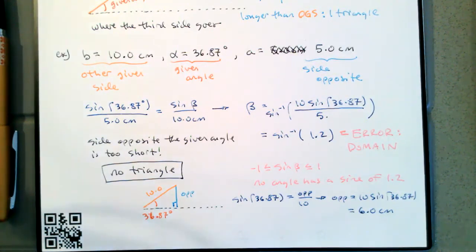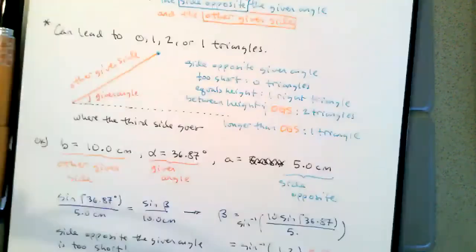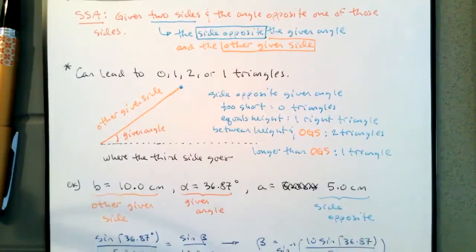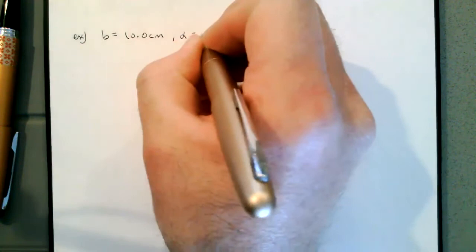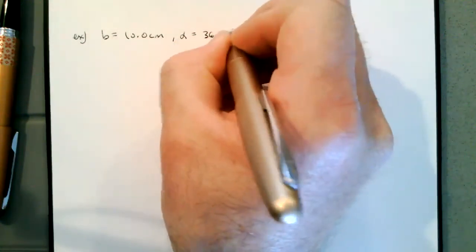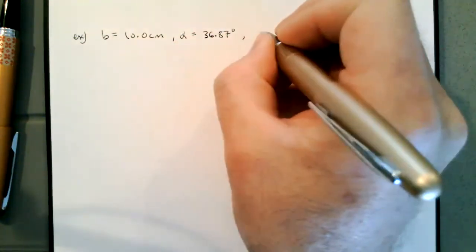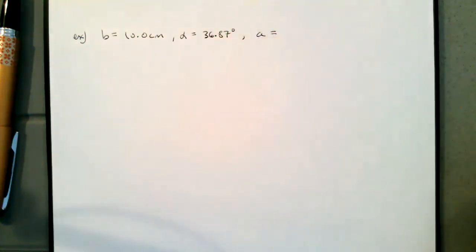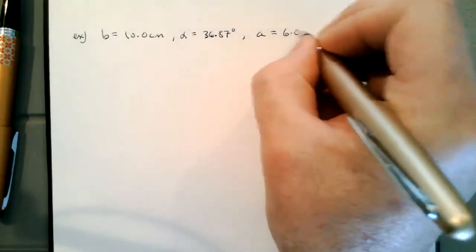So let's set up the same problem and just make that small adjustment to the side opposite. Let's see what happens if I make that equal to 6. Hopefully I won't get caught in some rounding error. I think I checked this yesterday, and so I think we're okay. But let's suppose that we're given side B is 10.0 centimeters. Alpha is still going to be 36.87 degrees. And now A, the side opposite, is going to be 6.0 centimeters.